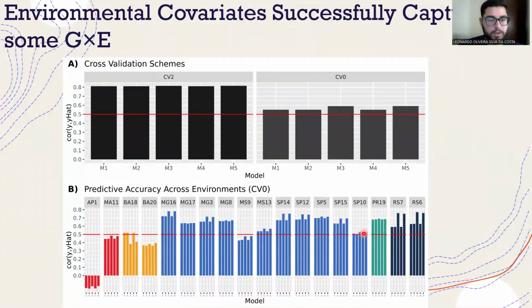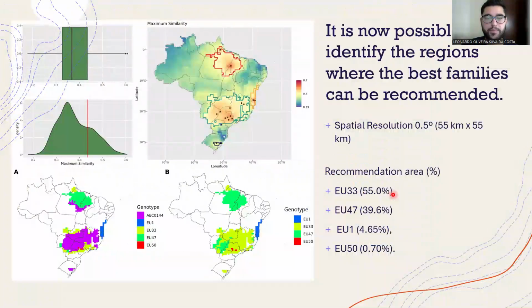So this is the result of the predictive ability. Here we have the two best models, model 3 and model 5. Model 5 is the full model, and we decided to keep model 3 because it's more parsimonious. So we only have the G, W, and G/W, and both are the only ones that have this effect here. So the G/W is catching some G/E, which is really interesting.